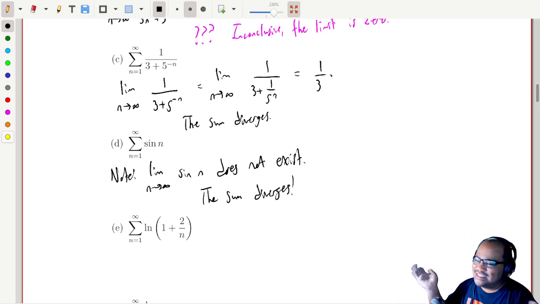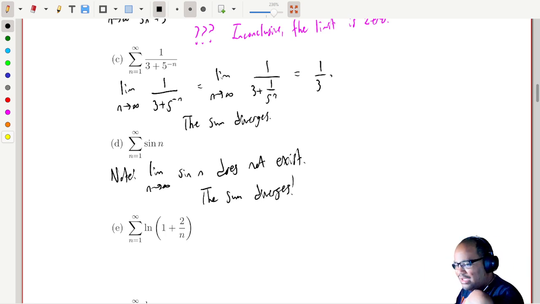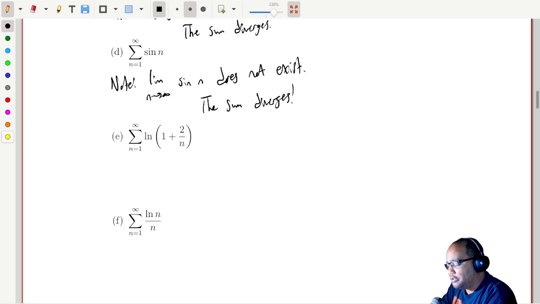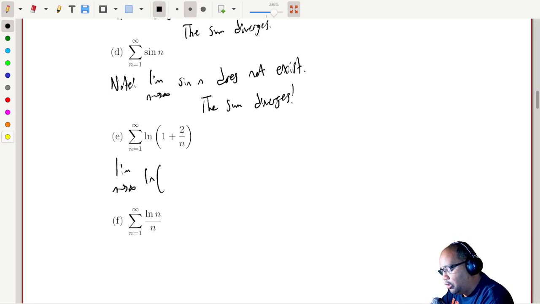So if the limit doesn't exist, the sum diverges. Very nice, right? I like this last one here. Well, this next one here: log of 1 plus 2 over n. That's going to require some stuff. You can finagle this some ways, but we're going to just, again, take the limit here of log of 1 plus 2 over n.